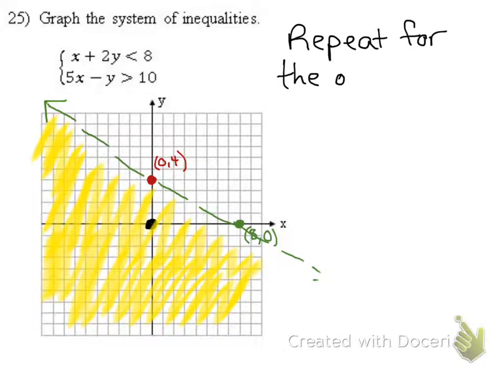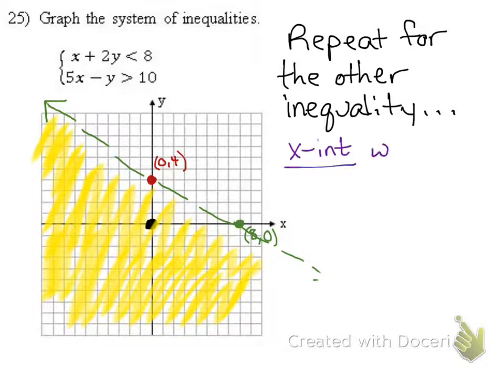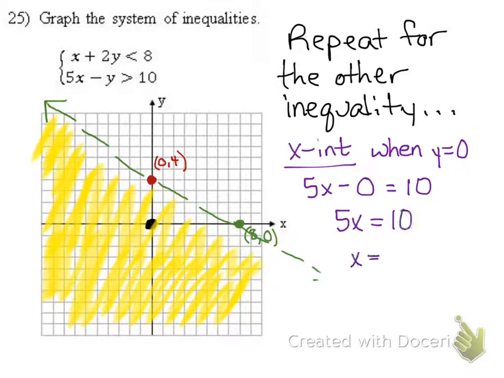Now we need to repeat the process for the second inequality. We'll start by finding the x-intercept. Plug in 0 for y. And if you solve for x, we divide both sides by 5. That gives us x is equal to 2. So on the x-axis, I'm going to mark a point at positive 2.